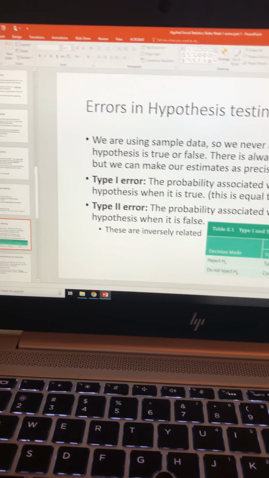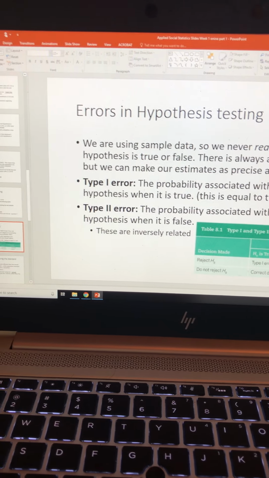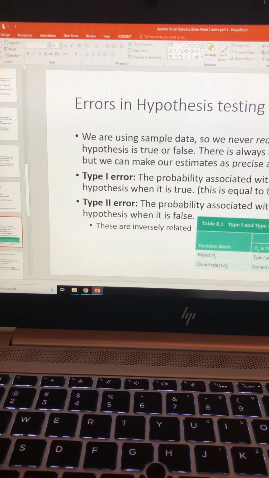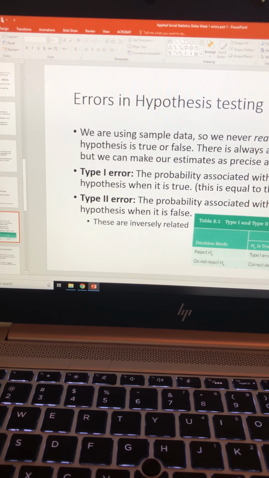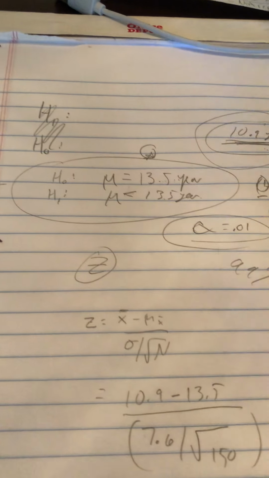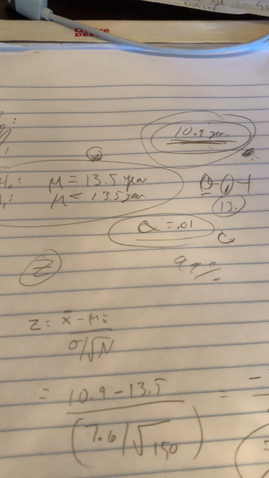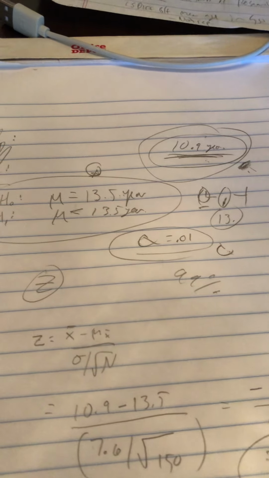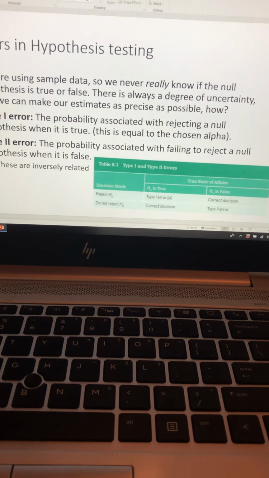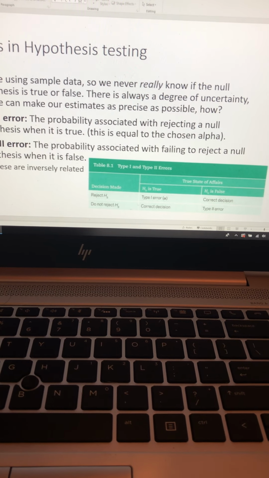One last thing on that is because we're using sample data, we never really know whether the null hypothesis is true or false. So there's always a degree of uncertainty. So we can say we're 95% confident in this result. In this case, we did an alpha of 0.01, so we're 99% confident that this Western HMO has less experience among their doctors than the national average. Obviously, the flip side of that is that we're 1% not confident.